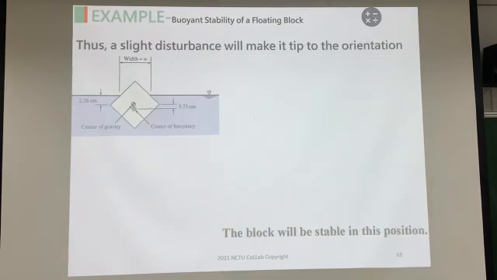Okay, but after the rotations, yes, the previous question, the block is not stable, so the block tries to rotate, and after the block rotates, the question also would like you to tell us whether the block is stable or unstable right now. Okay, so the answer tells you the block will be stable in these positions. So we need to recalculate the GM distance again based on these conditions.